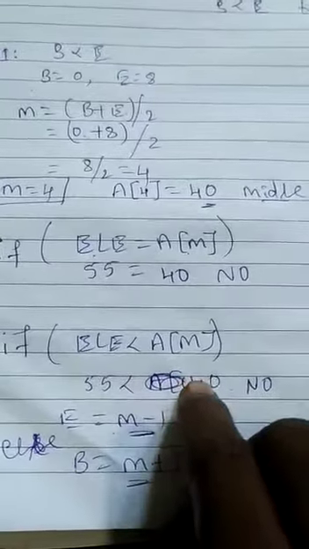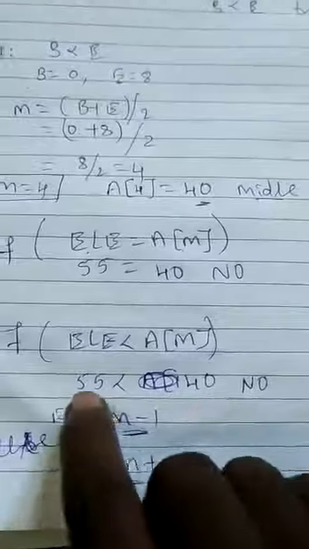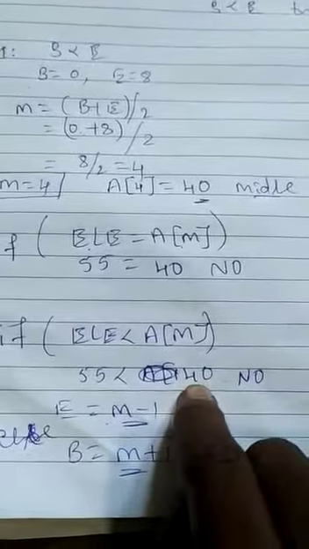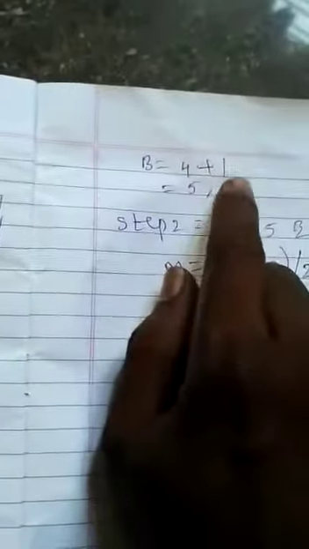If this condition is true, we would take e is equal to m minus 1. If the condition is false, now see 55 is not less than 40. Because of that, it is the else statement. When we go for the else statement, b is equal to m plus 1. Now what is the m value? 4 plus 1, this is equal to 5.